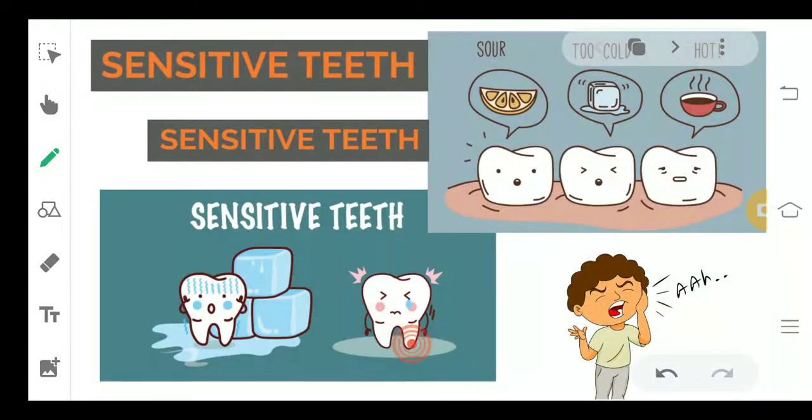Today we are going to study sensitive teeth, or I should more commonly say, sensitivity. Most of the time when a patient comes to us, he has a problem. He will say that whenever I eat something very cold or very hot, I have a tingling sensation or a very painful sharp sensation in my tooth region. The most common diagnosis we make in this case is sensitivity, okay?